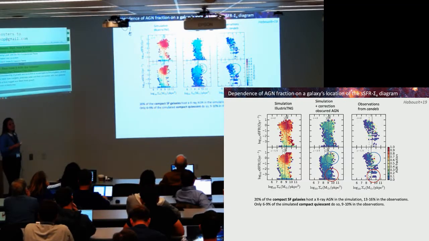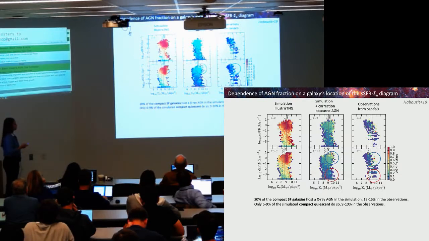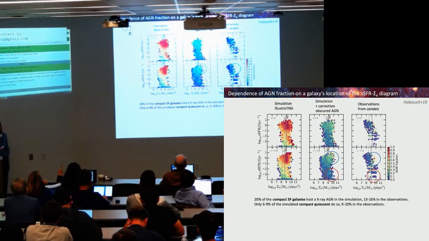Now, what about the quantitative agreement? We use a different threshold to compute the AGN fraction in different types of galaxies, and we find a good quantitative agreement. About 20% of those galaxies host an AGN, and about 10% in quenched galaxies, and it's roughly the same in observation.